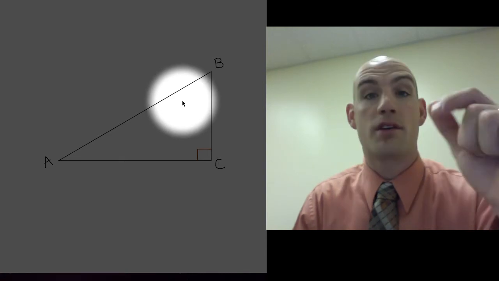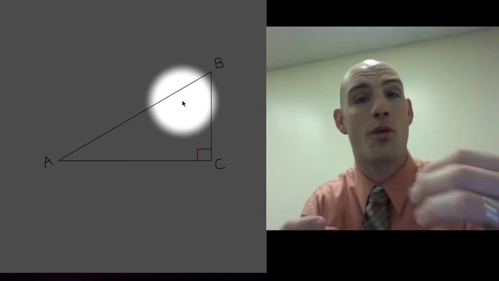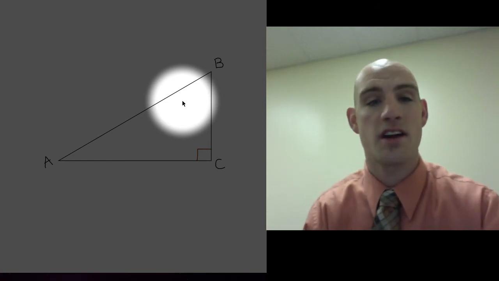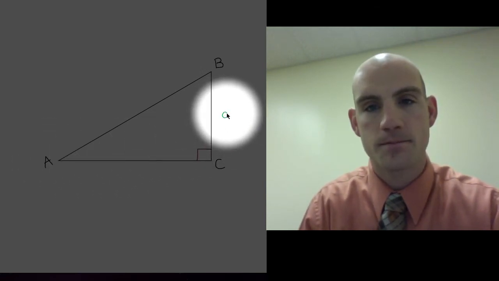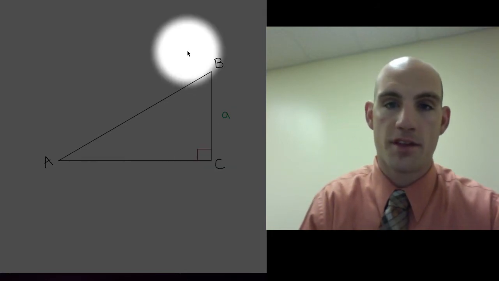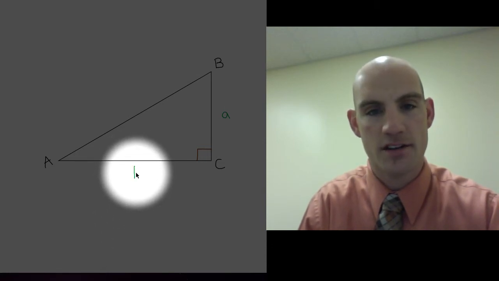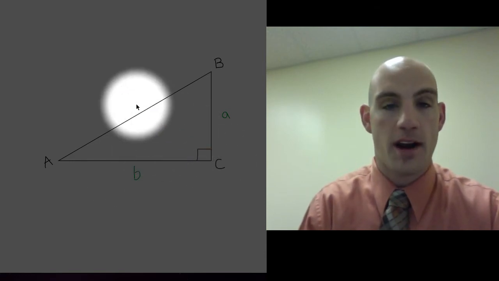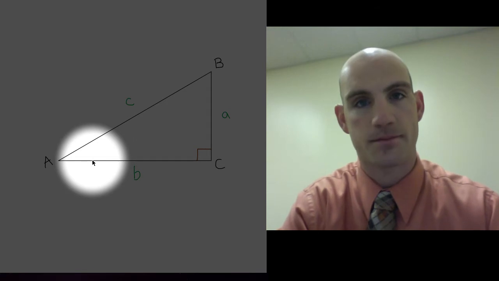It's very important that you pay attention to the details. The details of where does A go, where does B go, where does C go. When we label the sides, if I have A here, the side opposite of A is going to be little a. With the vertex B, the side opposite of B is going to be little b. When I have C as my 90-degree right angle, the hypotenuse is little c.